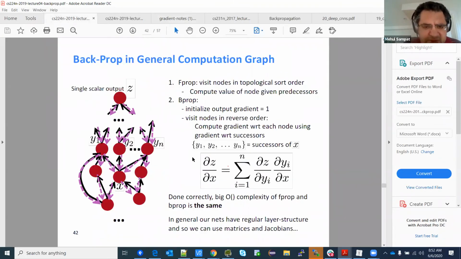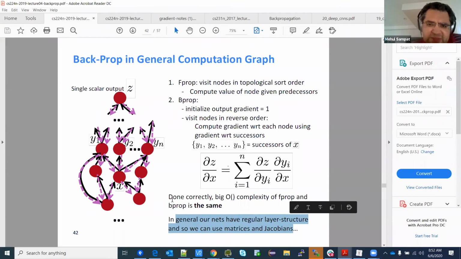Okay, so here he talks about, that's one of the things, right? In general, it's just a mention here. In general, our nets have regular layer structures, and so we use matrices and Jacobians. But when I started delving into this part, there are some really nice notes. We will run out of time, so I can just point you to some of the best material.